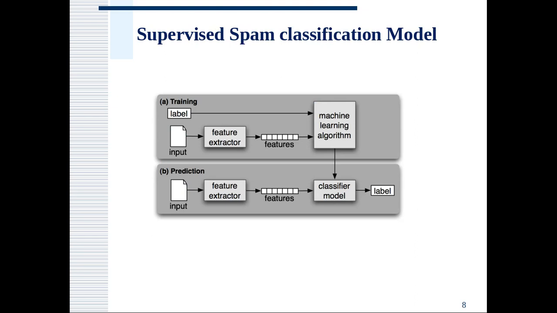As discussed earlier, this is a pictorial representation of the supervised learning model. Here, the machine learning algorithm learns from input features and labels and makes a classifier model, which is later used to predict on the input.